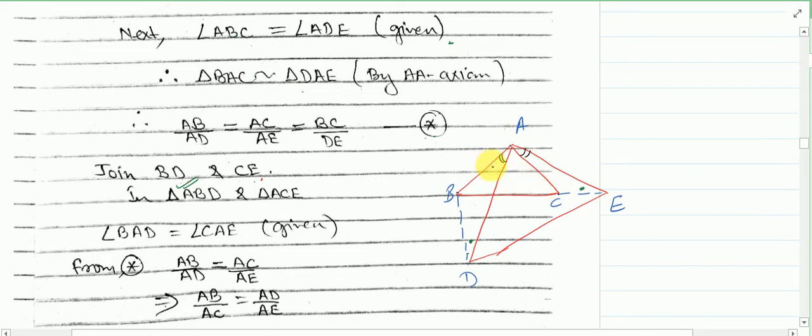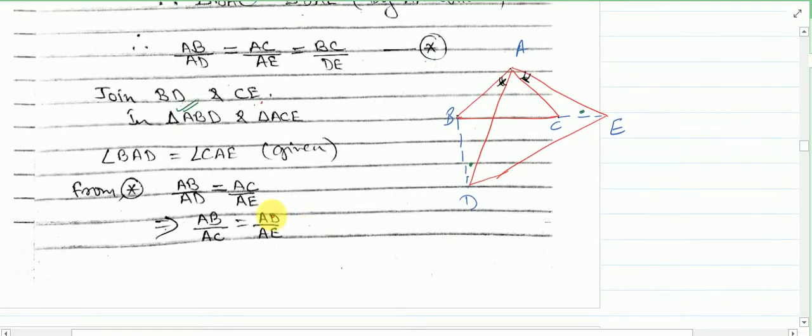We are considering these two triangles. So here what do we observe, that this angle is equal to this angle, okay, this is given to us, and from the first part, where we have written that sides are proportional, we have AB upon AD is equal to AC upon AE, okay. So here what we will do, we will simply interchange this, AD will go up, AC will come down. So we are getting AB upon AC is equal to AD upon AE.